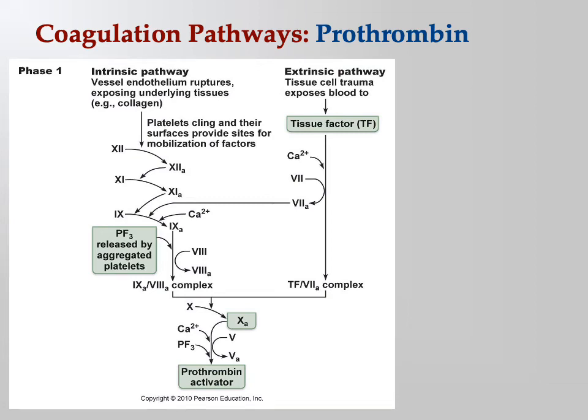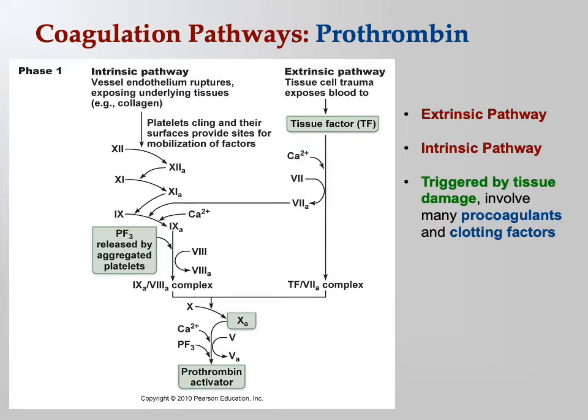Let's take a close look at just exactly how that whole coagulation pathway works. So here you see it all starts with prothrombin being formed via either the intrinsic or extrinsic pathways, all right? Triggered by tissue damage, involves many procoagulants and clotting factors. The goal of both pathways is to form prothrombin activator, all right? So, and you need to know every single detail of those pathways.